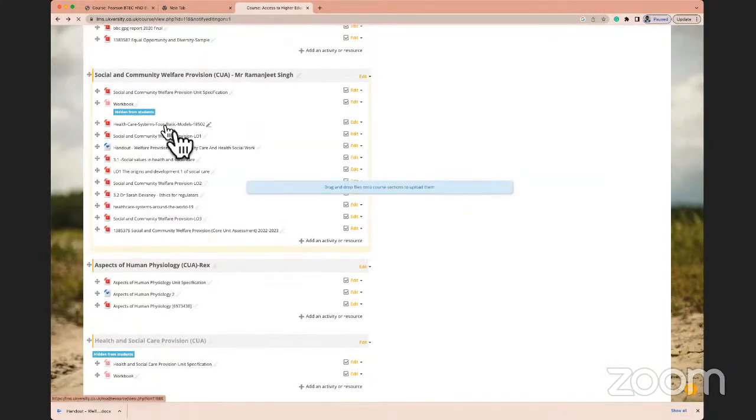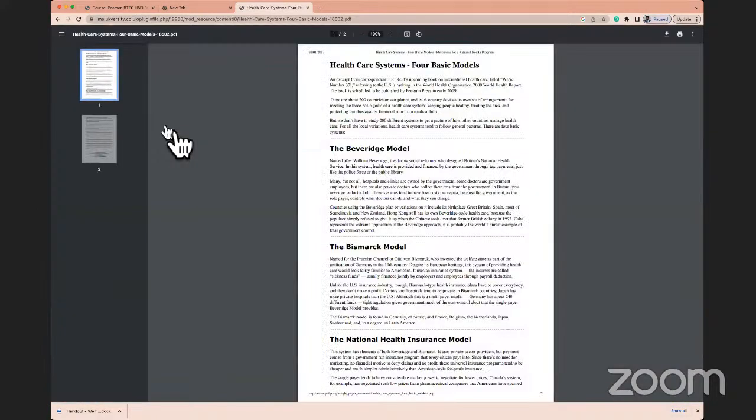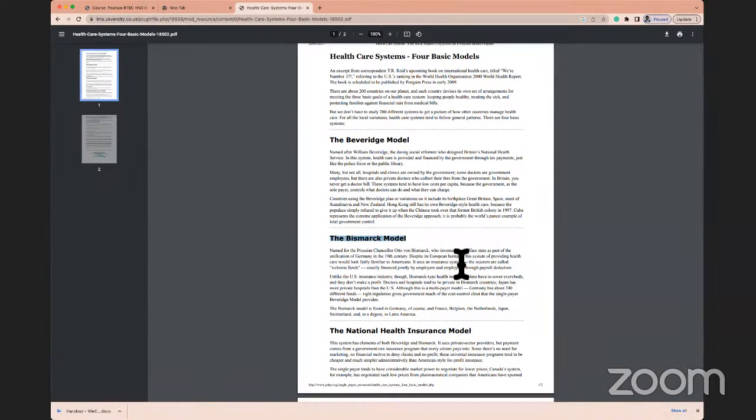Then we have a handout on healthcare systems, the 4 basic models that have led to the development of healthcare systems across the world. So the Beveridge model has led to the creation of a healthcare system in most of the Western economies: Europe, England, the UK, Australia, Canada, New Zealand, South Africa, and most of the countries in the European continent. The Bismarck model, which was followed, essentially has led to the creation of a healthcare system in the US and some other countries like Germany.